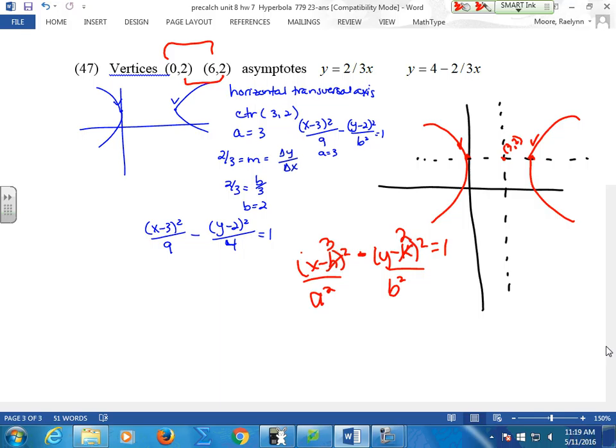The A. So the distance from here to here is what? 3. So A is 3. So okay, come down here, 3 squared. So it's looking like all I need is a B.